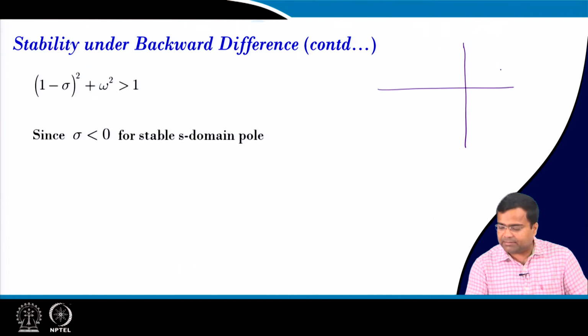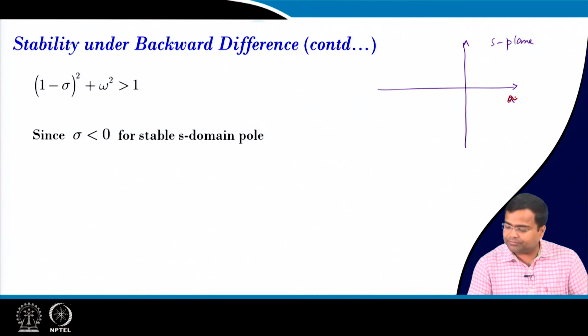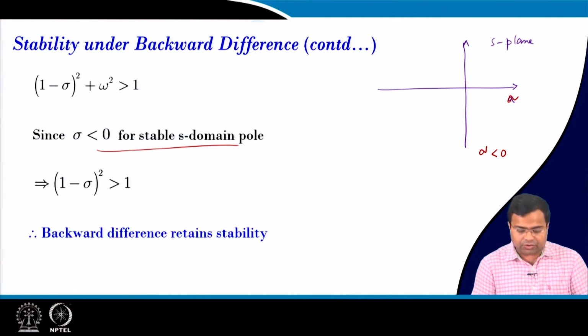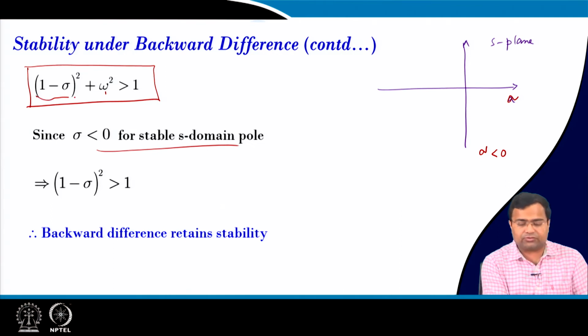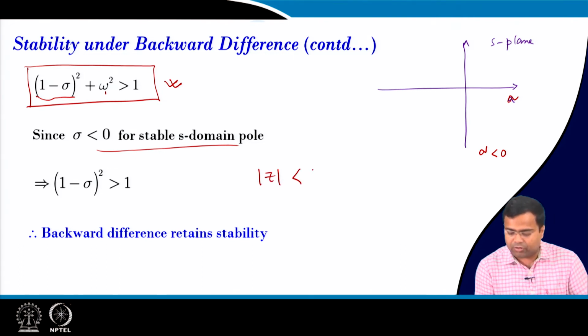For the stable system in the S plane, this is our real part sigma. For the stable case, sigma must be negative, then (1 minus sigma) whole square should be greater than 0 all the time, because sigma is negative. So we can establish that this quantity is always greater than 0, whether it is 0 or something else. We can maintain this condition, and that will ensure that z will always be within the unit circle.